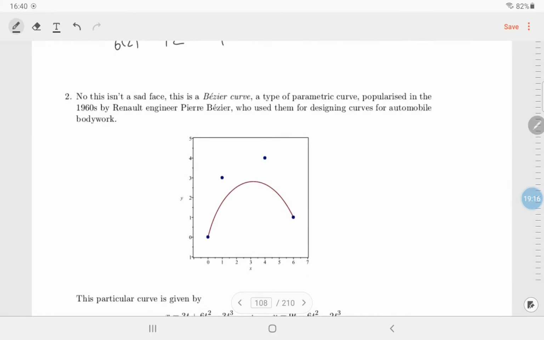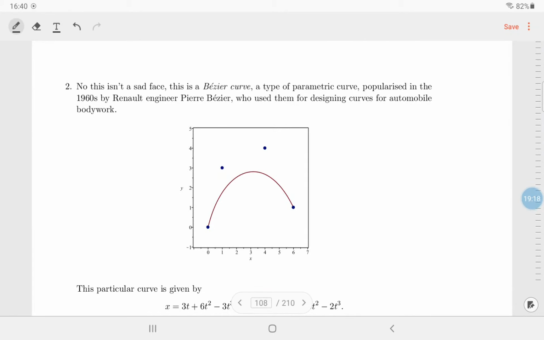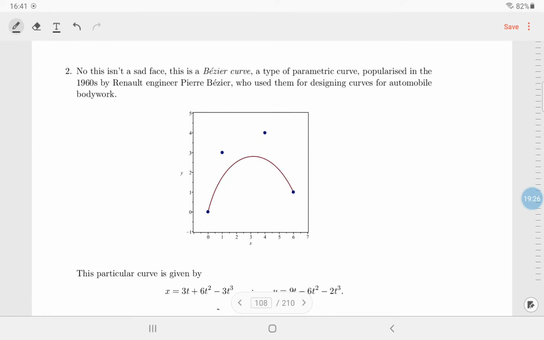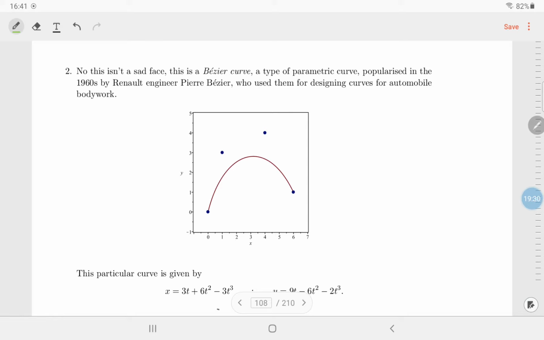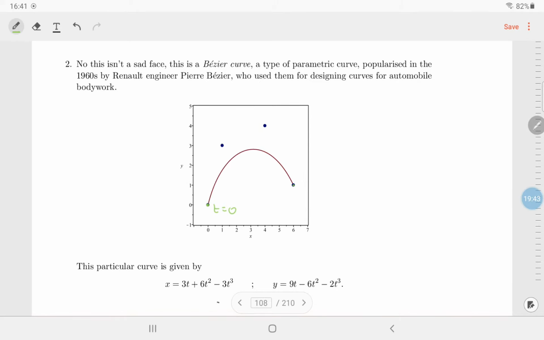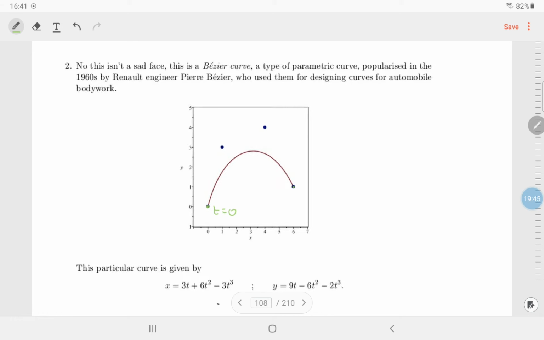Let's do another example. So what have we got here? Bezier curve. It's a parametric curve popularized by a Renault engineer who used them for designing curves for automobile bodywork. Just to kind of explain what they're doing. So you pick 4 points. You go through 2 of the points, as you can see, but the bit that's missing is the slope at, say this is, I think t equal to 0. I think the other one is t equal to 1.